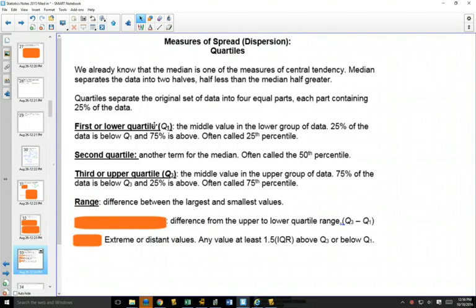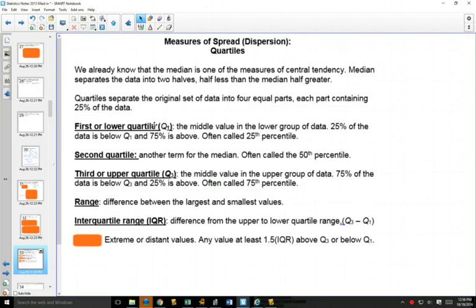We already talked about the range being the difference between your smallest and largest values. And we'll also talk about the interquartile range. So that's the range between quartile 1 and quartile 3.